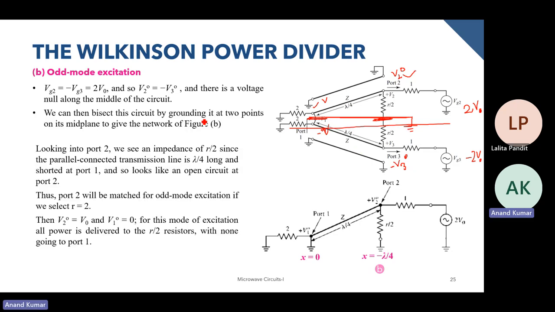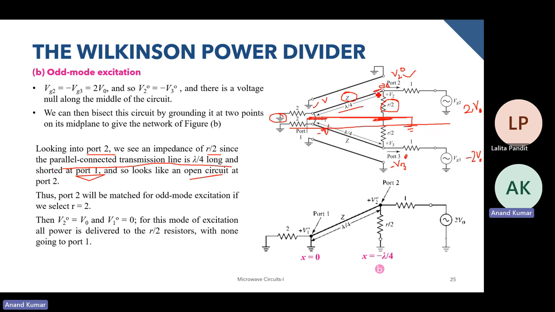Now, once we have that, we can calculate the value of R by 2. From the even mode analysis, we have got the value of Z, and now from the odd mode analysis, we will get the value of R by 2. If we look into port 2, we can see the impedance of R by 2, since the parallel connected transmission line is lambda by 4 long and shorted at port 1. So it looks like an open circuit. What we are trying to say is this is shorted over here, and this is lambda by 4. So hence what we see over here is an open circuit in this direction.